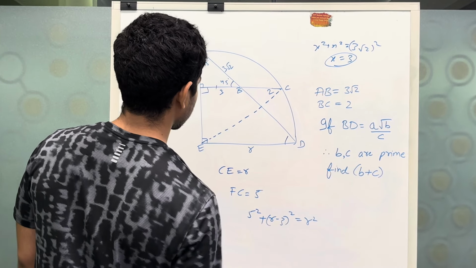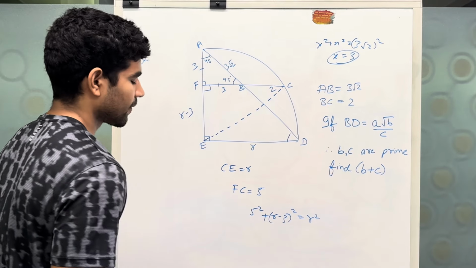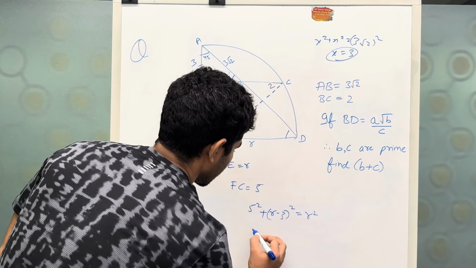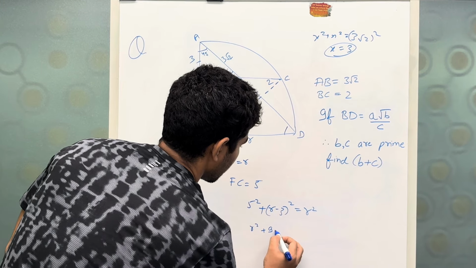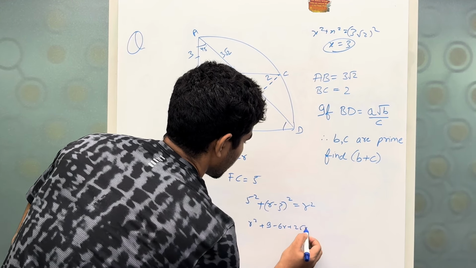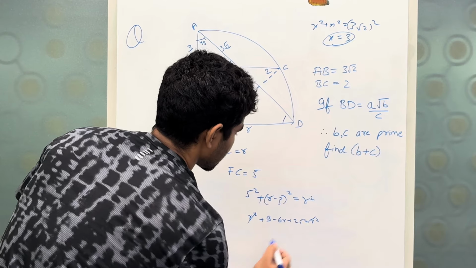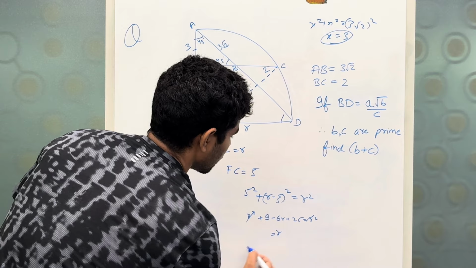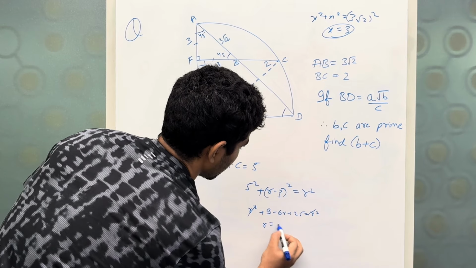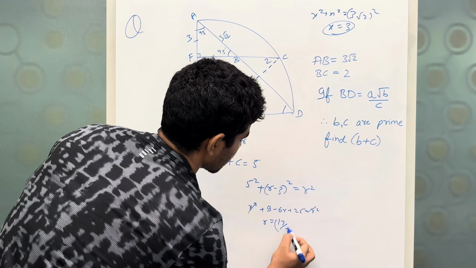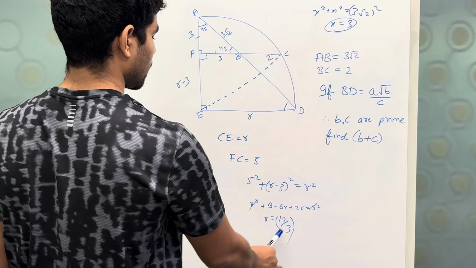So applying Pythagoras theorem on the triangle FEC, we can write 5 square plus r minus 3 whole square equal to r square. We can find the value of r from this equation: r square plus 9 minus 6r plus 25 equal to r square, which gets cancelled. r equals 34 upon 6, which is 17 upon 3. So r comes out to be 17 upon 3.